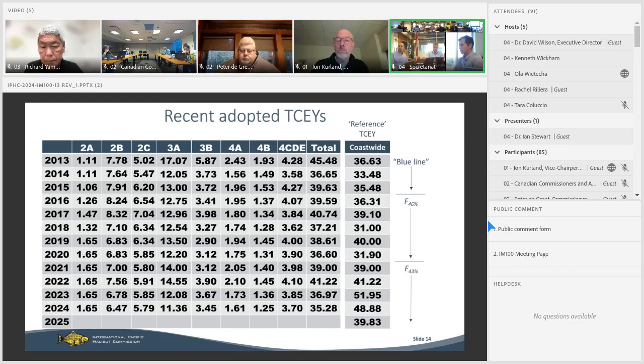You'll note that during this time period since 2020, when we've had an F43 reference, that reference has gone up and down several times, from a low of 39 million pounds up to a high of almost 52 million pounds. And for 2025, we estimate that back down at the lower end of that range, in large part because of the decline in spawning biomass that we've estimated over the last several years.